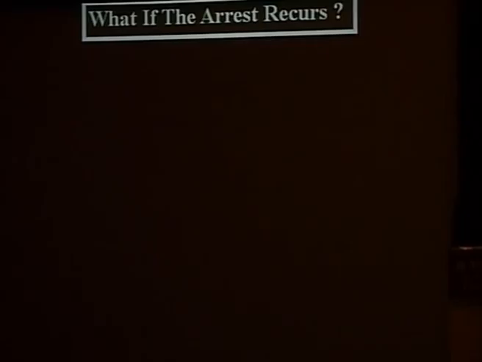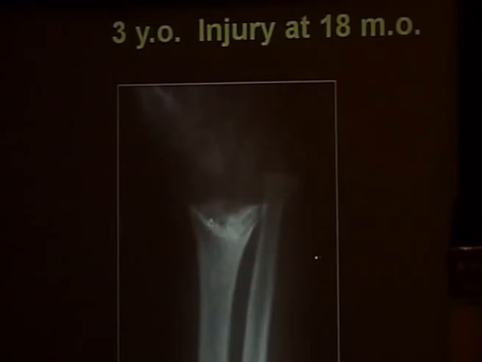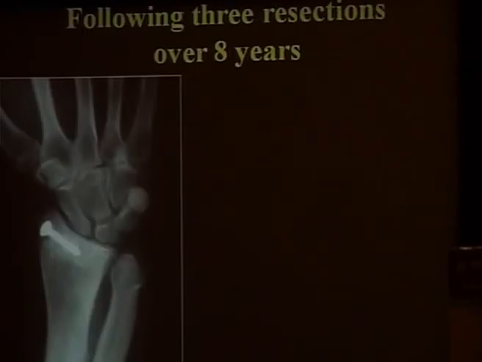Finally, what happens if it recurs? Can you do it again? Well, if you meet the criteria for resection and it recurs, you can do it again. Here's a good example. This is a 3-year-old that had a severe injury to the distal radius at the age of 18 months. Showed up at the age of 3 years. This was a central bridge. We went ahead and resected it, and we anchored the silastic in the physis. And this patient actually had to have 3 resections over a period of 8 years.